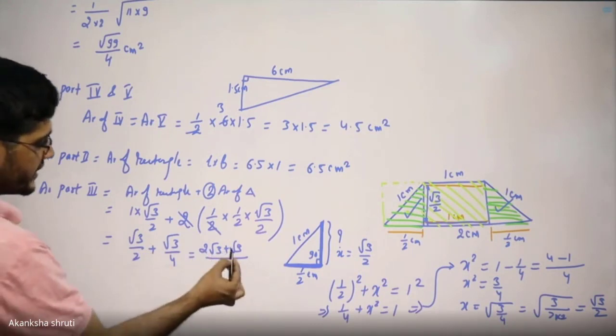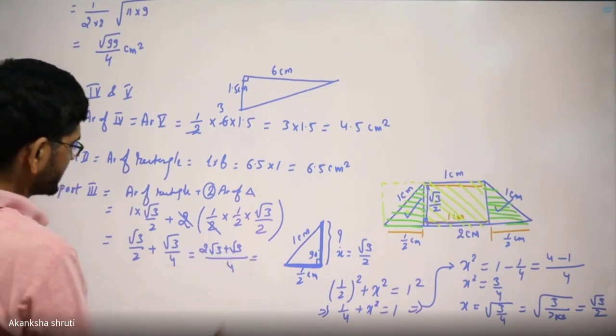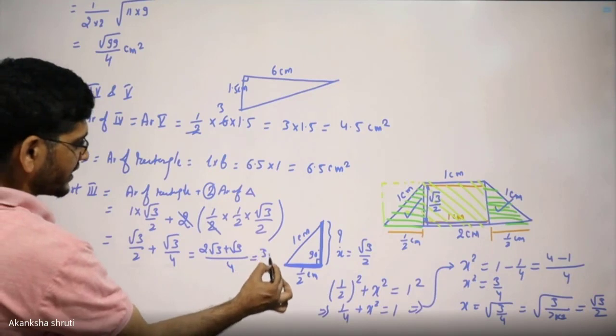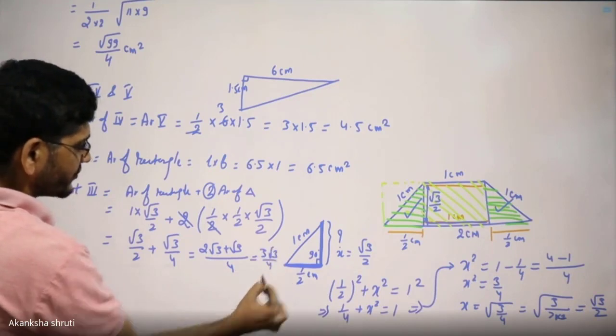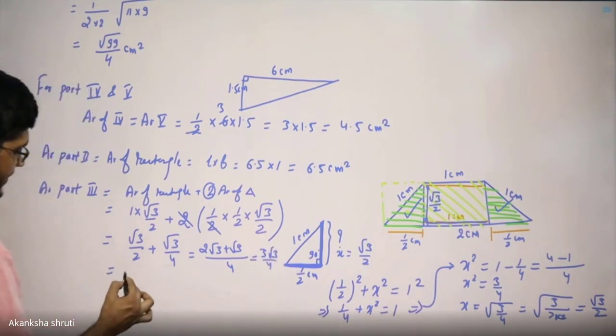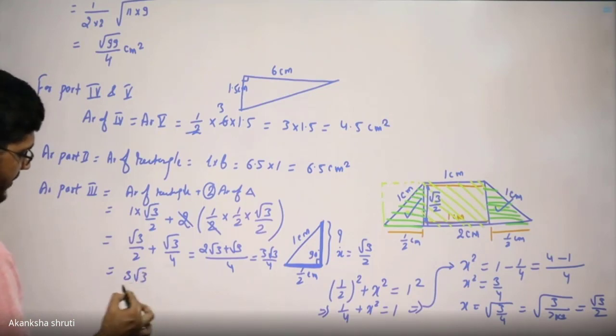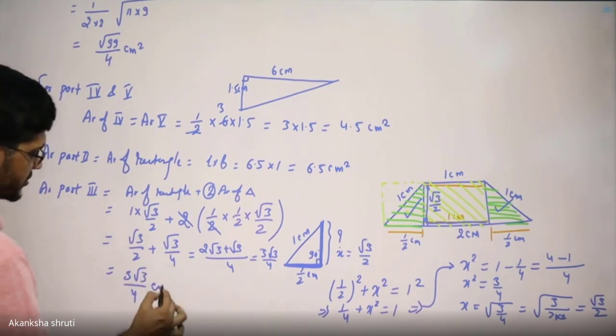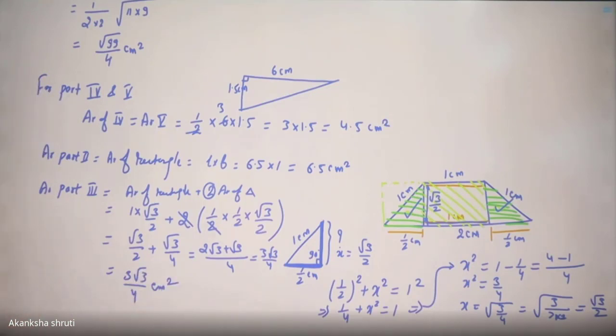So 2 root 3 plus root 3 become how much? Yes, it is 3 root 3/4. So this value is our 3 root 3/4 centimeter. Did you understand this much? Students, if we wish, we can substitute the value of root 3 as 1.72 and put it in decimal, or you can also leave it. Okay, so it is up to this.